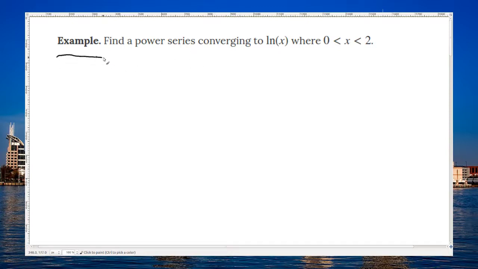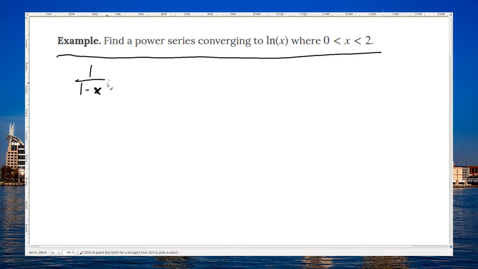Here's an example where instead of term-by-term differentiation, we would use term-by-term integration, which works basically the same way. We're going to have to start with the Maclaurin series for 1 over 1 minus x, which is the simplest of all the power series. It's just the sum of x to the k: 1 plus x plus x squared plus x cubed, x to the fourth, however long you want to write out those terms.